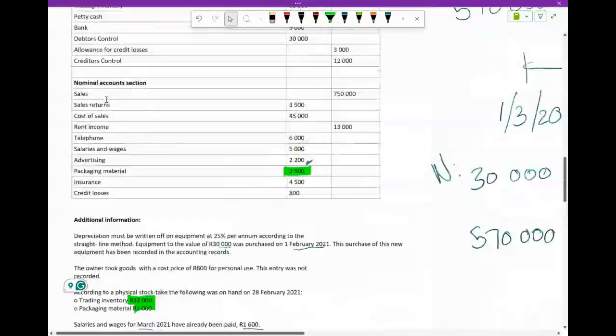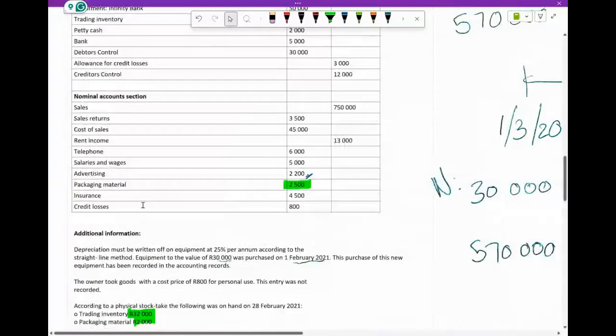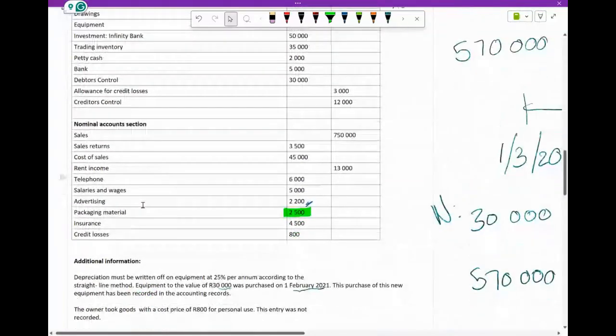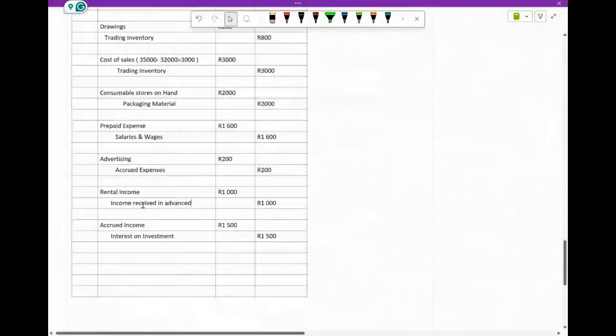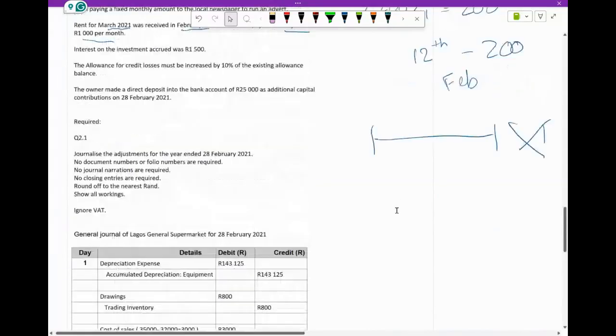Let's see. Can you see we haven't recorded anything in terms of interest on investment? And we know interest on investment is an income. So we're going to credit interest on investment and debit accrued income. This is money that is owed to us.